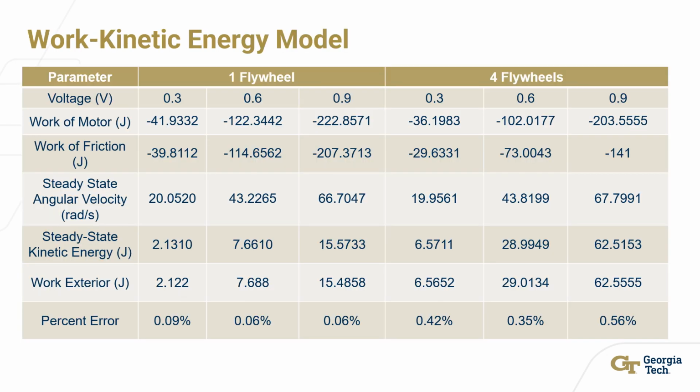With the moments of inertia, work of friction, work of motor, and steady-state angular velocities calculated, the week 1 work kinetic energy model is complete. From the governing equations, the steady-state kinetic energy should equal the work exterior. As shown in the results, a very small error is demonstrated between the two values due to variations in frictional losses based on speed and rounding errors. However, the errors are within acceptable limits.